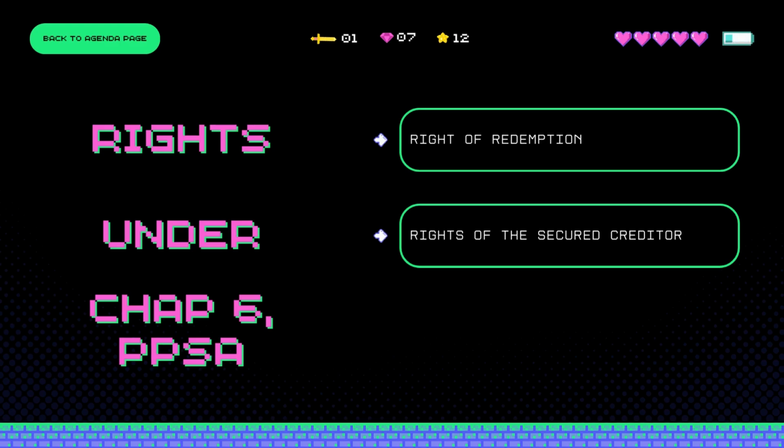Welcome to the 1st level, rights under Chapter 6 of the PPSA. Chapter 6 of the PPSA tells us all about the enforcement of security interest and the secured creditor's rights. Other than that, it also provides for the right of redemption. Click on the right of redemption to know more.